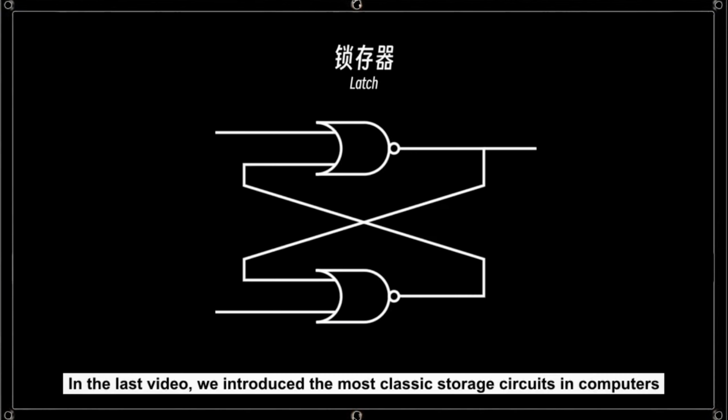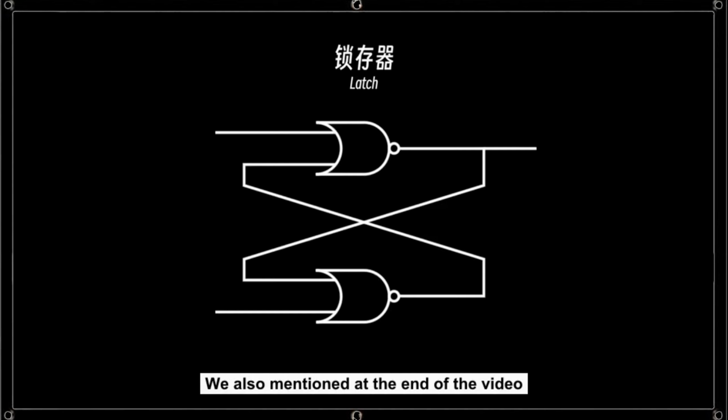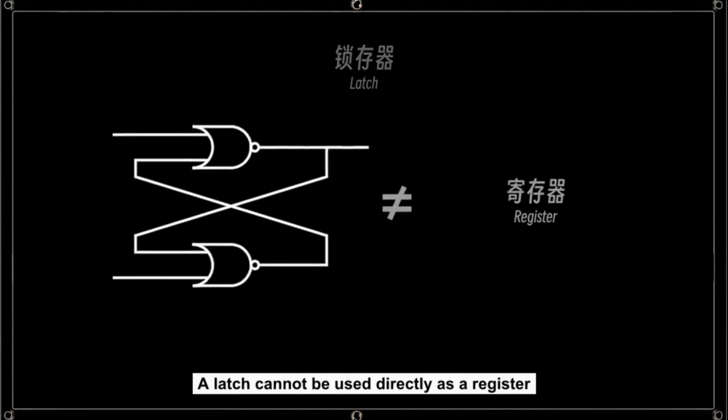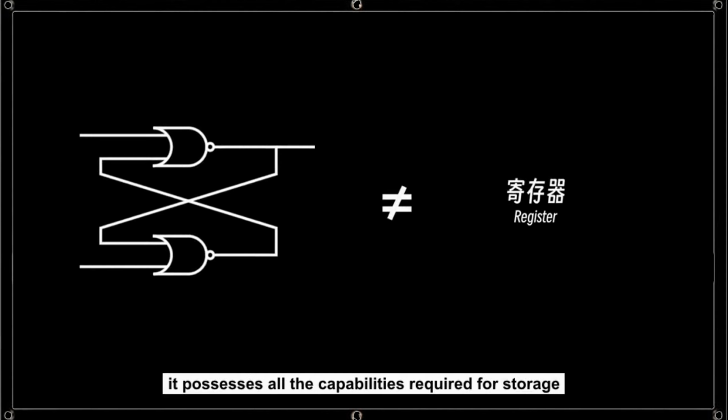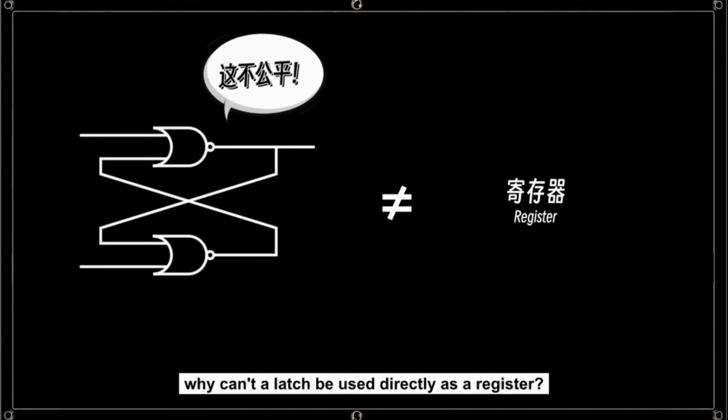In the last video, we introduced the most classic storage circuit in computers, the latch. We also mentioned at the end of the video that a latch cannot be used directly as a register. However, a latch can be written to, can hold, and can be read. It possesses all the capabilities required for storage. So, why can't a latch be used directly as a register?